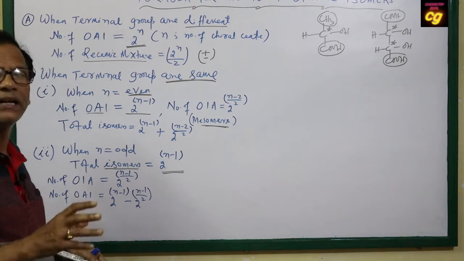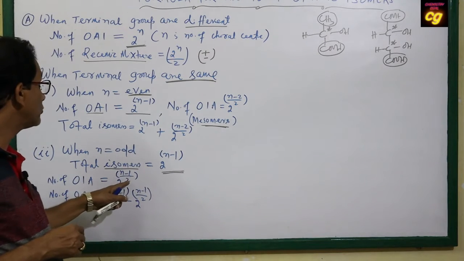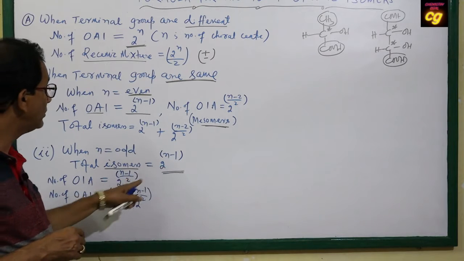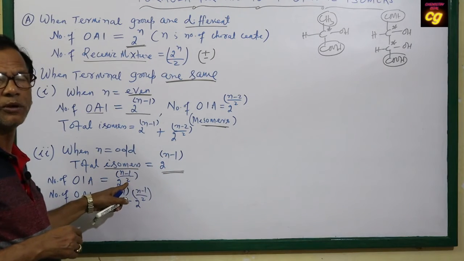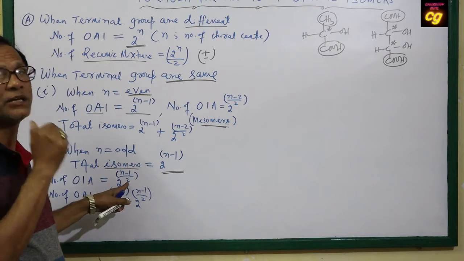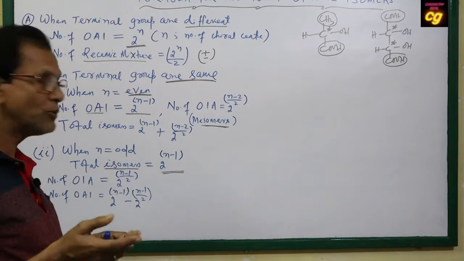OIA means optically inactive isomers, that is 2^(n-1)/2. Same formula, only 2^(n-1)/2. This is the number of optically inactive isomers. Then how many optically active isomers?